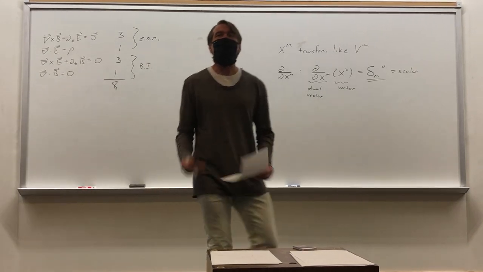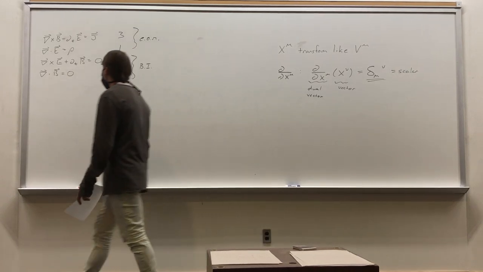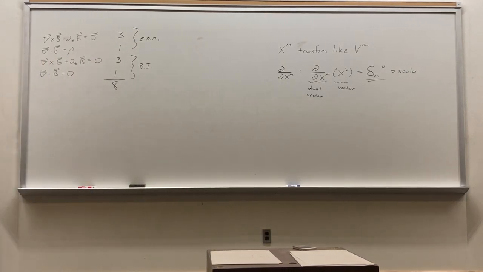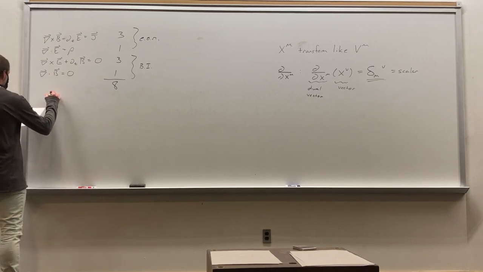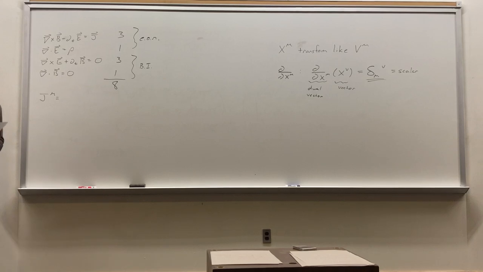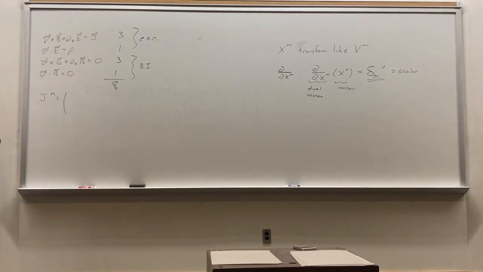Okay, now we have eight different equations. Okay, that's what I mean. And now what I'm going to do is relativize this in a very obvious way. To relativize it, first we introduce a vector called J mu. A vector in relativistic scenarios is a four-component object.